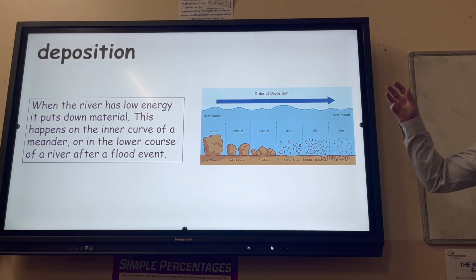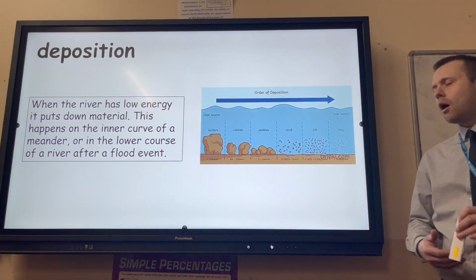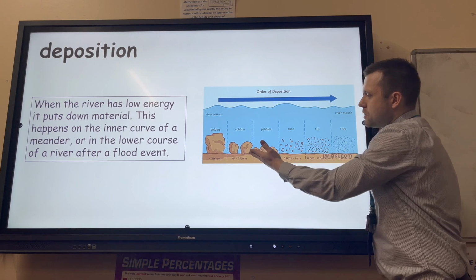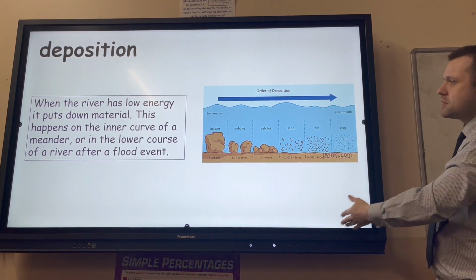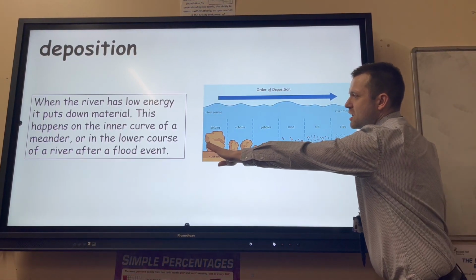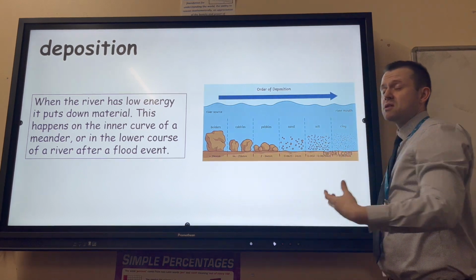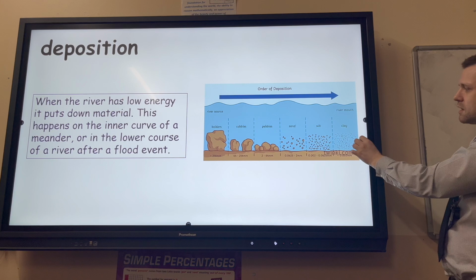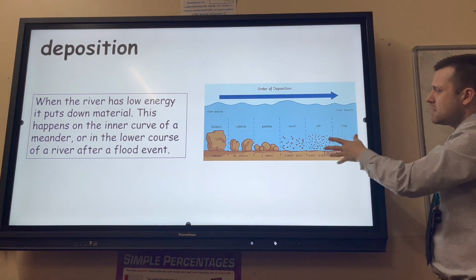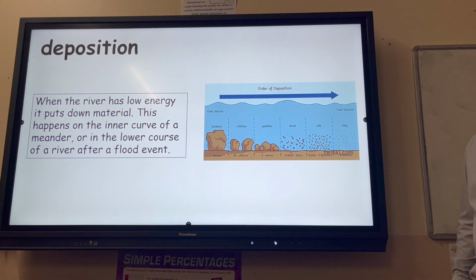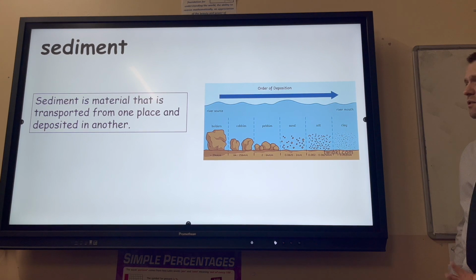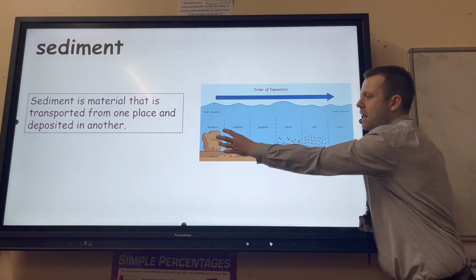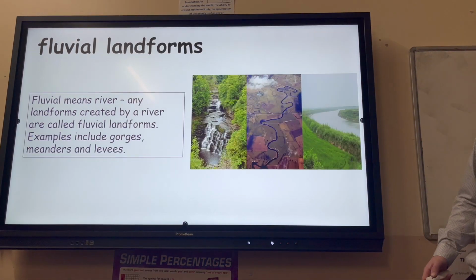Deposition. Deposition is the dumping or dropping of material. And as you can see, there's lots of different material that can be deposited. Larger boulders such as this are deposited maybe more often because they take more energy to move, whereas as we move down into the smaller material, these are more easily carried and often deposited further downstream. Sediment is another name for the rocks or the river bed load. It is basically any material that is in the river.